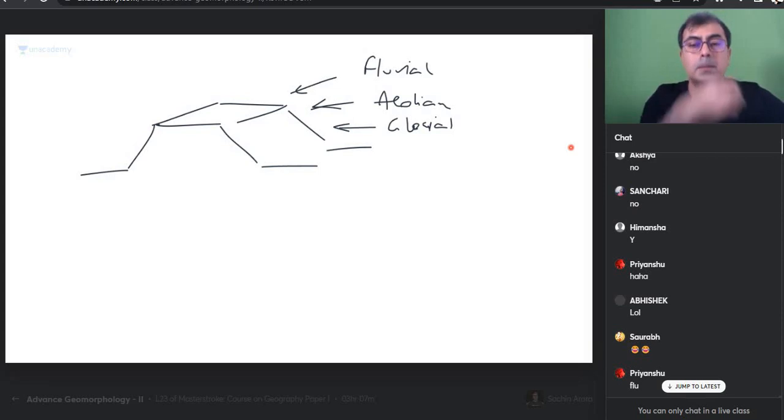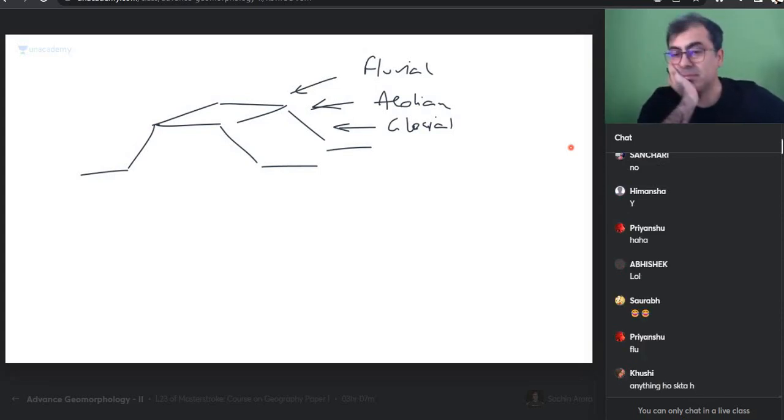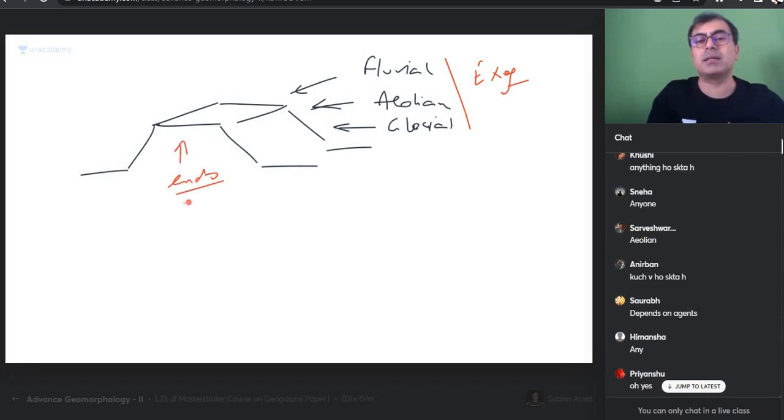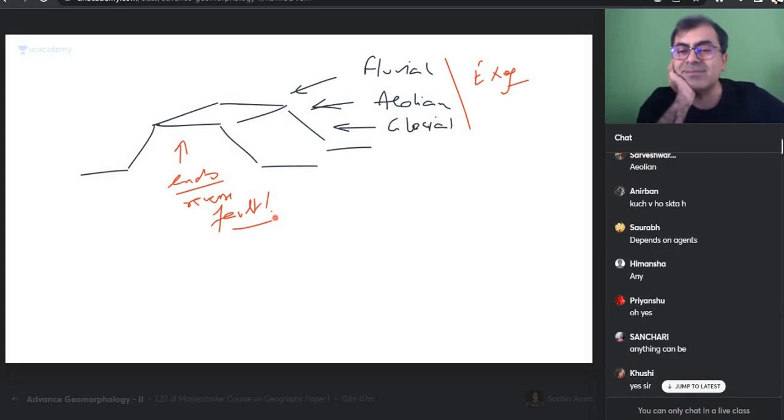Priyanshu is saying fluvial. और बताइए बाकी लोग. It can be anything. I am questioning this thing. All of you are thinking exogenetic. I am saying it can be endogenetic. Can't it be a reverse fault? Oh हाँ सर, ये तो सोचा ही नहीं था.